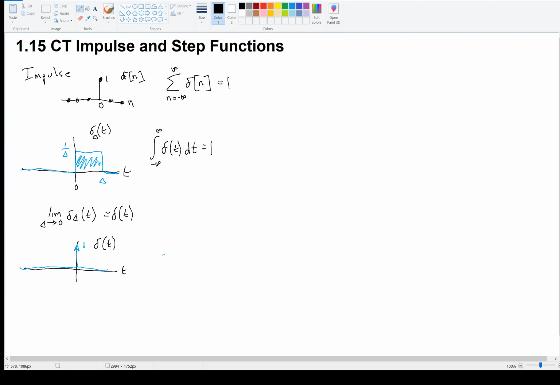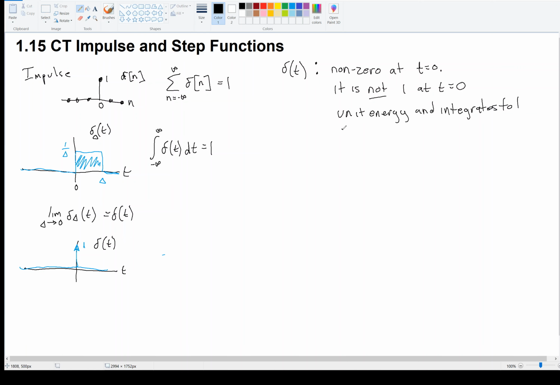So if you didn't follow that, that's okay. What you need to remember about the delta function is the following. It's non-zero at t equals 0. It is not 1 at t equals 0. The 1 means it integrates to 1, which is the next point. This thing has unit energy and integrates to 1. And you should know that it is 0 everywhere but at the origin. Okay, so that's what you need to know about the signal.